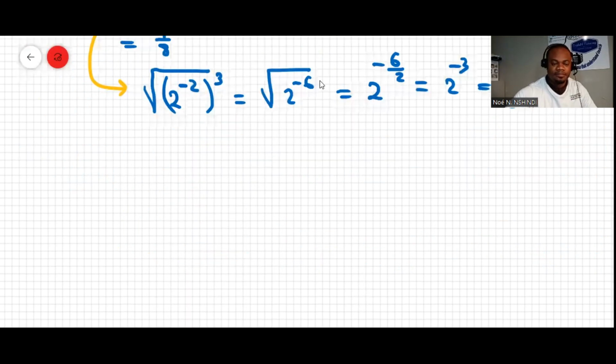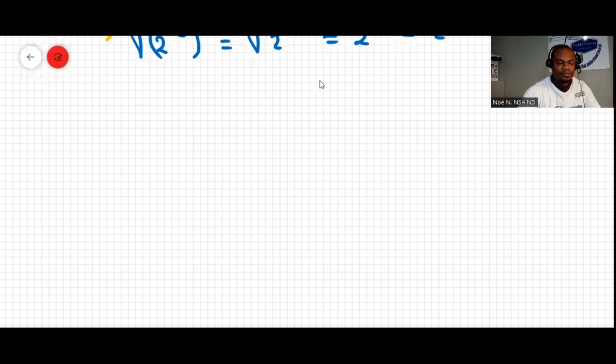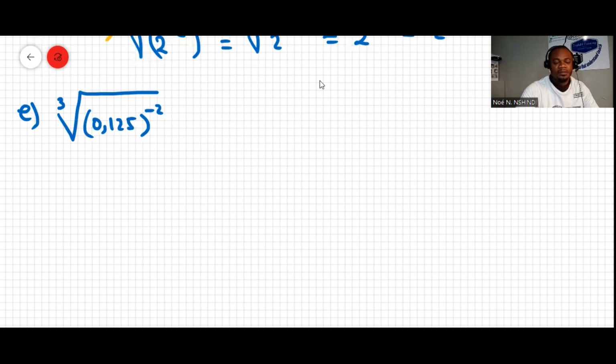Question E. Question E says cube root of 0.125 to the power of negative 2. Okay, what's that? This is like cube root of 0.125 can be written as 1 over 8. Okay, so in fraction form, it is 1 over 8. So it's like 1 over 8, okay, to the power of negative 2.